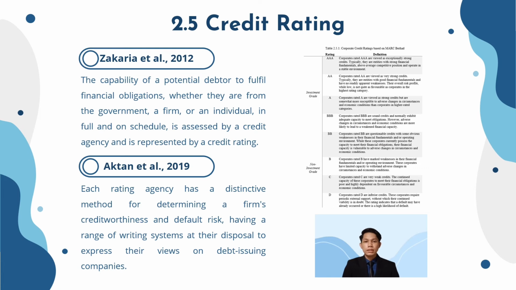Credit ratings. The capability of a potential debtor to fulfill financial obligations, whether they are from the government, a firm, or an individual, in full or on schedule, is assessed by a credit agency and is represented by a credit rating, as stated by Zakaria et al. Meanwhile, Tan et al. mentioned that each rating agency has a distinctive method for determining a firm's creditworthiness and default risk. Table 2.5.1 on the right shows the corporate credit ratings based on Malaysian Rating Corporation Berhad, or MRC. It can be seen that the higher the rating is, the lower the default risk will be.